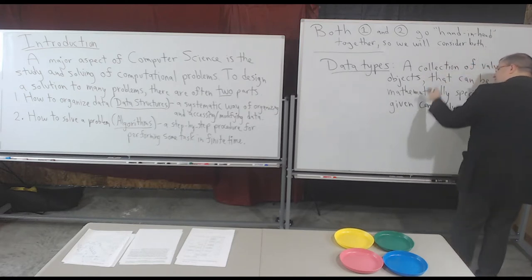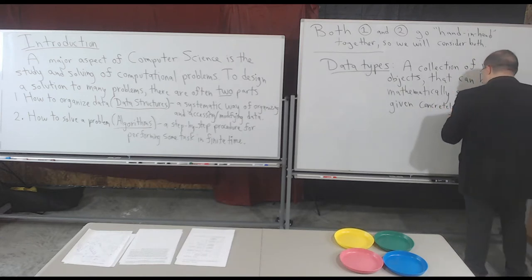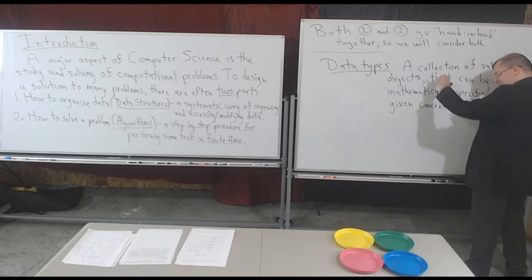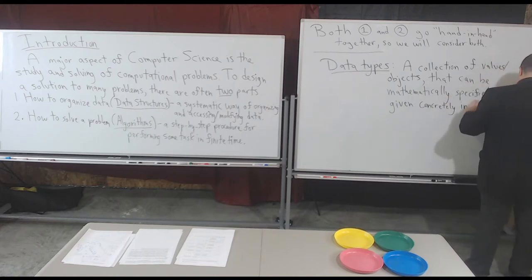Keep in mind that this is actually quite a blurred line. You'll find that as we go on in the course this line will be very blurred, and the more you proceed in computer science, the more this line will blur. This is just to mean very specifically that you actually went out and implemented the computer program. Given concretely in a programming language.